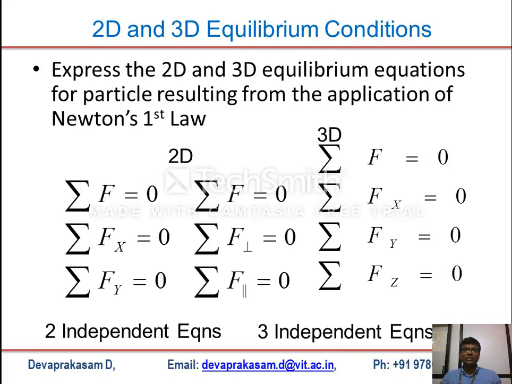a static equilibrium condition, where the net force is zero. In 2D there are two independent equations, in the x direction and y direction. The sum of the forces equals zero, and the perpendicular or parallel direction depends on what kind of problem we are going to solve. In 3D, the sum of the total force acting on the system is zero because it is in static equilibrium. The forces in the x direction, y direction, and z direction are independently zero.